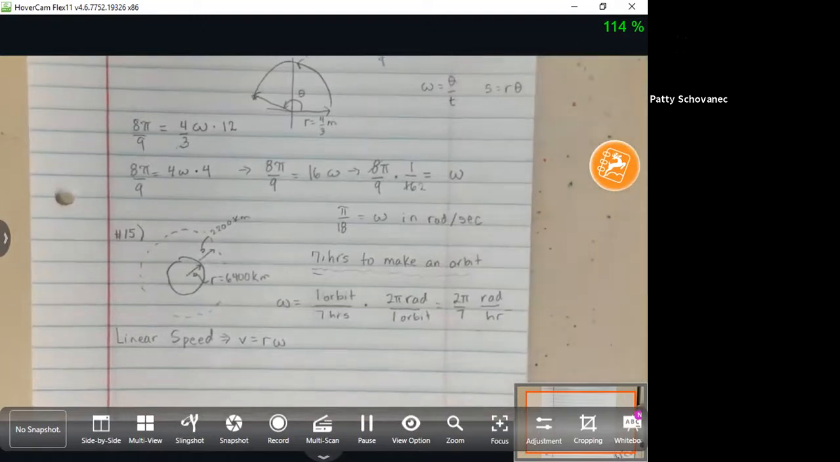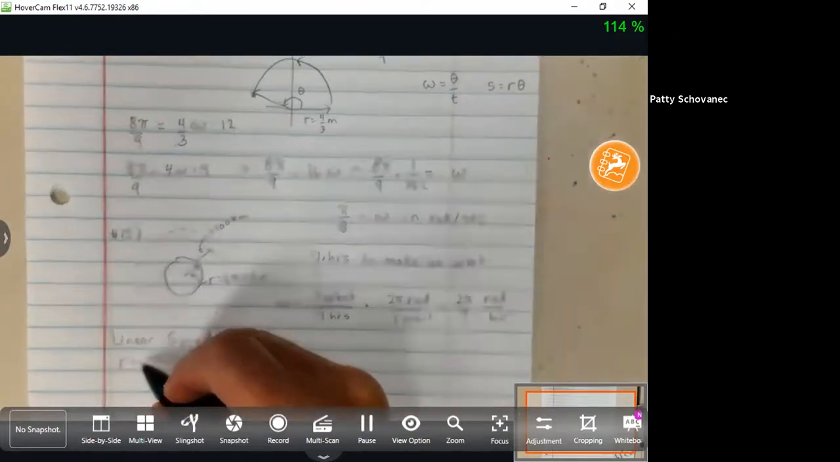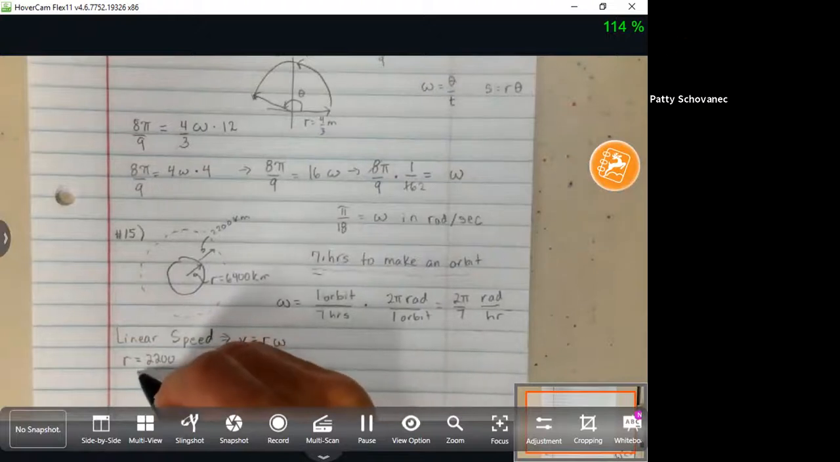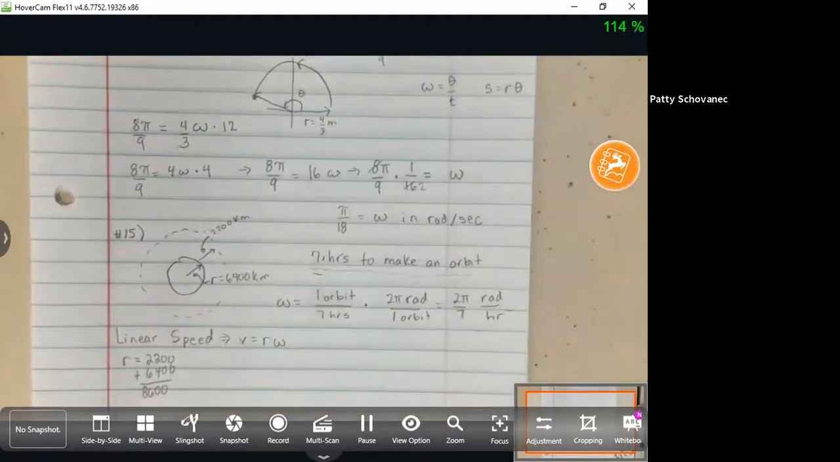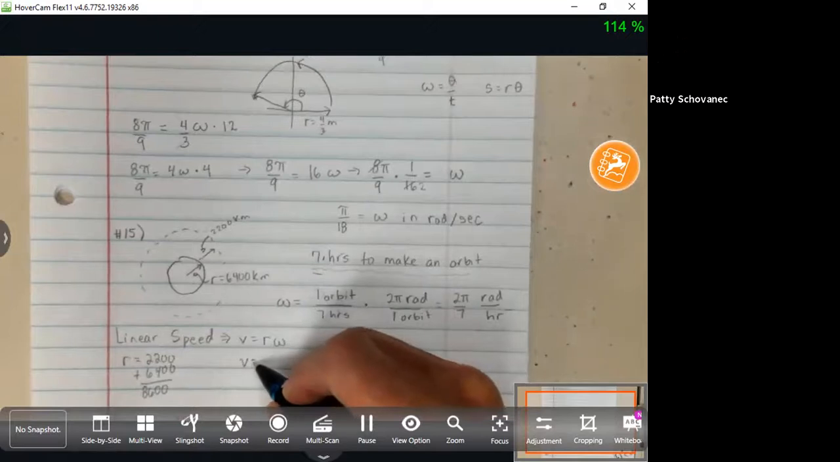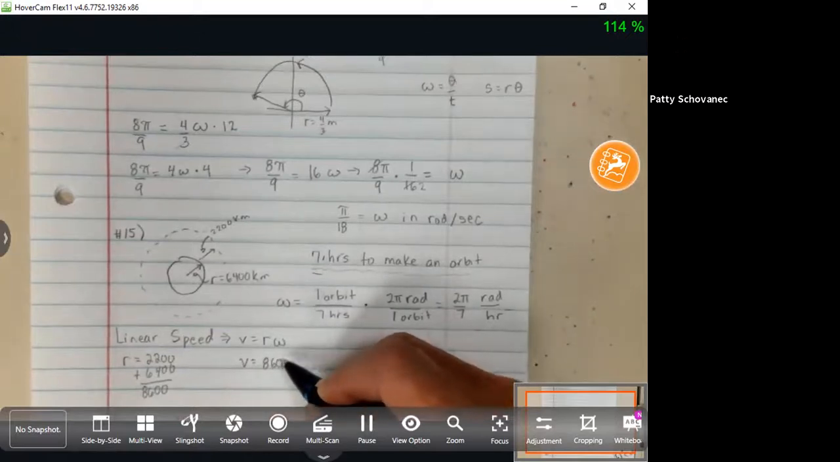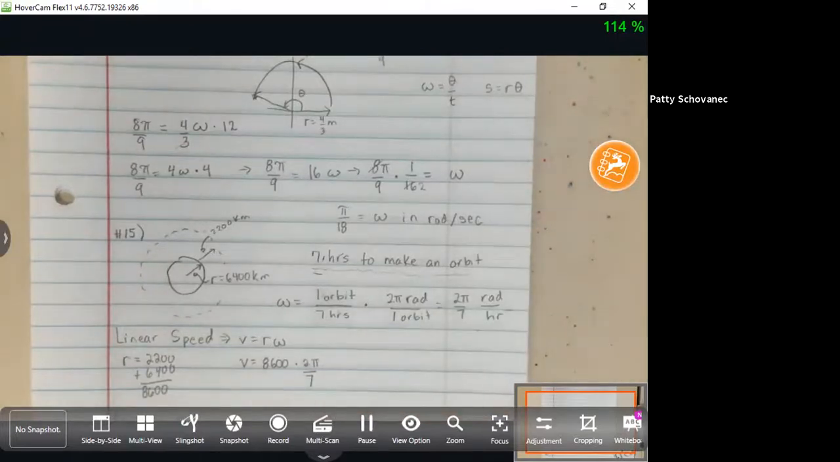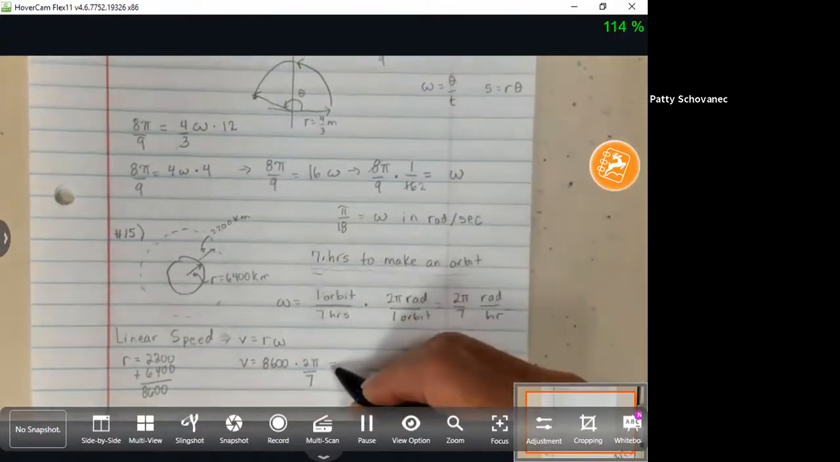If I take that now and multiply by the radius of the satellite, we'll get the linear velocity. To get the radius of the satellite, add the radius of the Earth with the distance that the satellite is above the surface of the Earth. So the radius is 2,200 plus 6,400, which is 8,600. Multiply that with omega, and I get 8,600 times 2 pi over 7. I don't think that goes evenly, so let's just multiply that out.